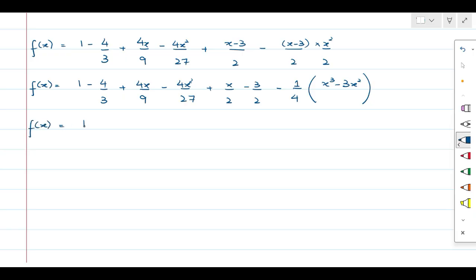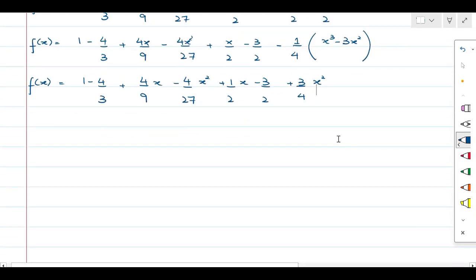So you no need to write it down. And then we have to simplify 4 over 9x minus 4 over 27 x square plus 1 by 2 with x minus 3 by 2. Okay, so now minus 1 by 4 with x cube. I'm not going to write down x cube. Minus 1 by 4 times minus 3 becomes positive 3 by 4 x square, because we need the expansion till x square, not the x cube, right? That is why I'm not writing down the x cube term, right?